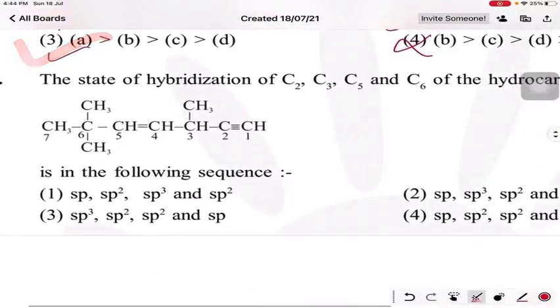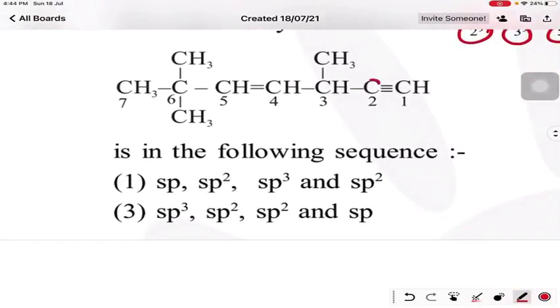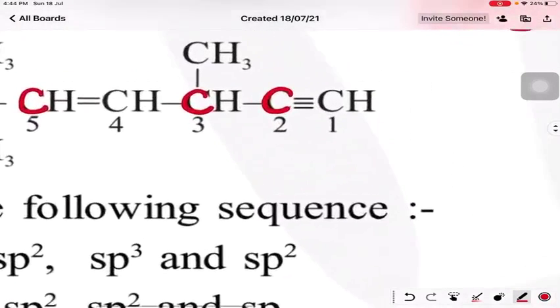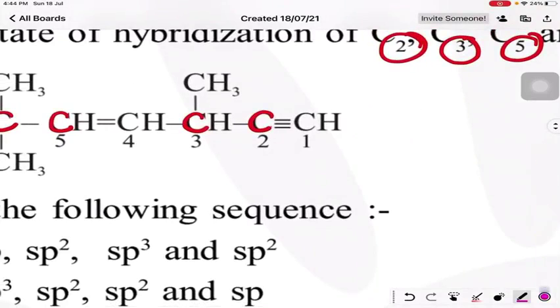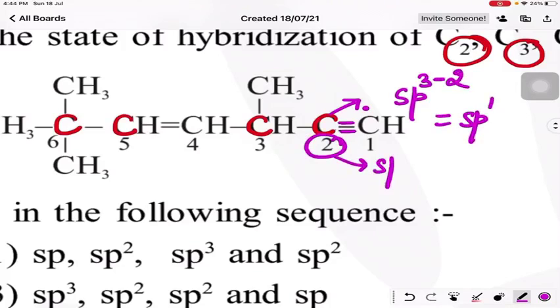Next question is the state of hybridization of 2, 3, 5 and 6. We only have to focus on these carbons, 2, 3, 5 and 6. So numbering is given here. This is 2, 3, 5 and 6. So one trick I want to share: just focus on the carbon of which you want to find the hybridization. Count the number of pi bonds it is forming. So it is forming 2 pi bonds here. Just simply subtract that number from sp3. So it will be equal to sp1, that is sp. It means carbon number 2 is sp hybridized.